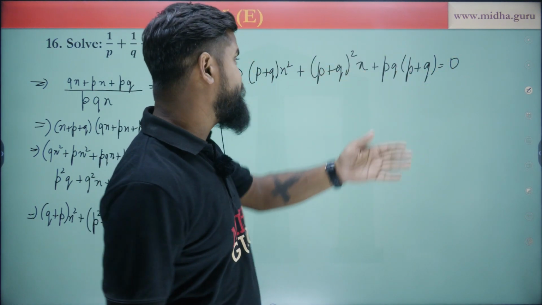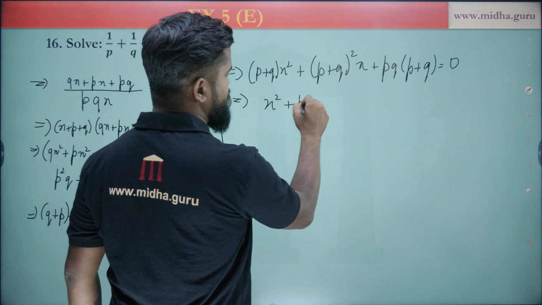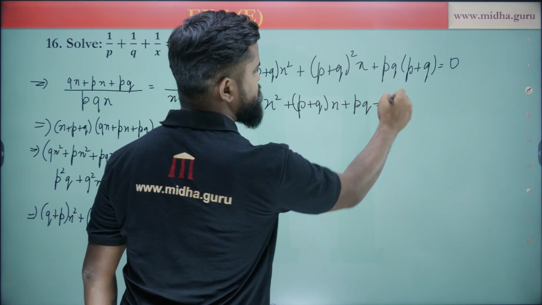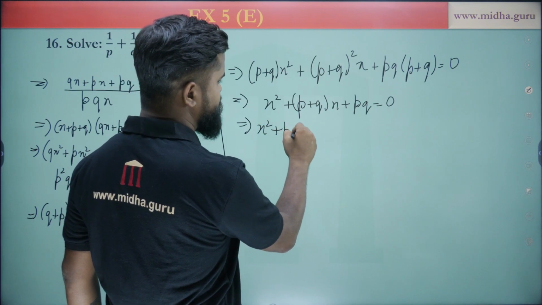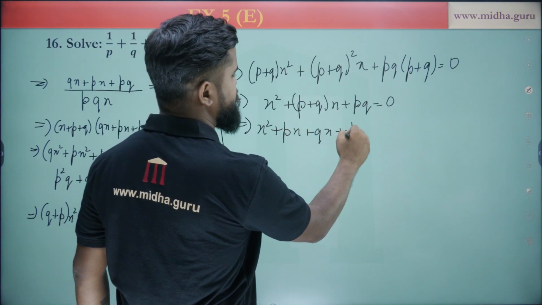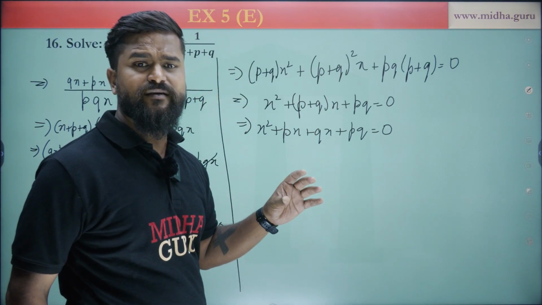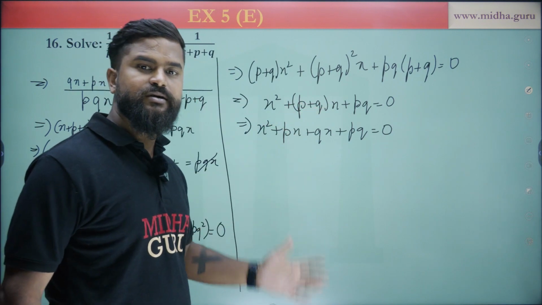So what we will do is we will divide this entire equation by P plus Q. Then we will get x squared plus (P plus Q)x plus PQ is equal to 0. Which means the new equation is x squared plus Px plus Qx plus PQ is equal to 0. What I just did is a representation of what we mean when we say split the middle term.